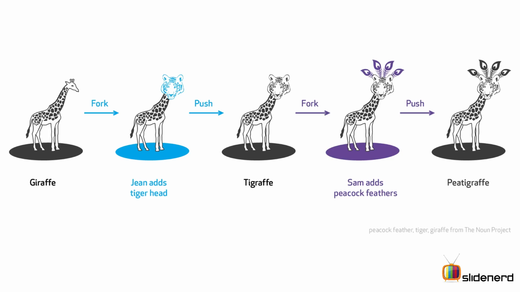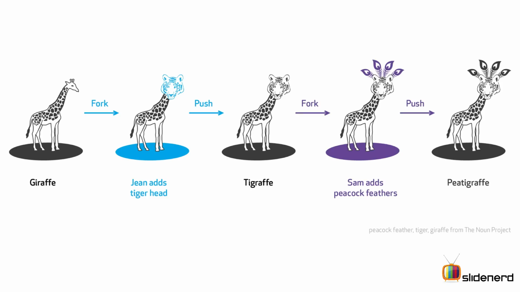Let's take a nice example to understand creatively what Git is all about. You have a project which is basically your giraffe. A person is going to fork this giraffe, and that means copy that giraffe and add a tiger head to it. And this is going to stay on that person Gene's computer. When they click push, that change is going to be saved in the main copy on the remote server. And therefore, this time your giraffe has been turned into a tigraffe.